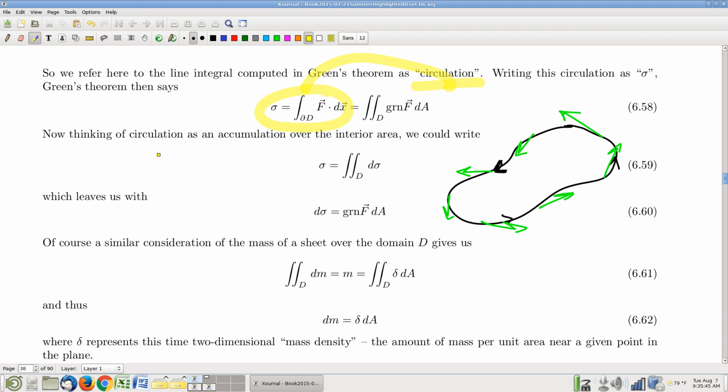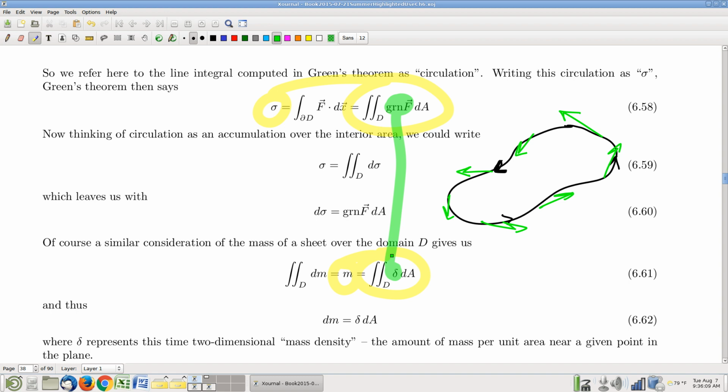Circulation accumulates. That's a rephrase of something we talked about when we were justifying Green's theorem. Circulation accumulates over the interior, like so, kind of in the same way that mass accumulates over the interior, like so. And along those lines, you can think of Green's operator as being a kind of density.